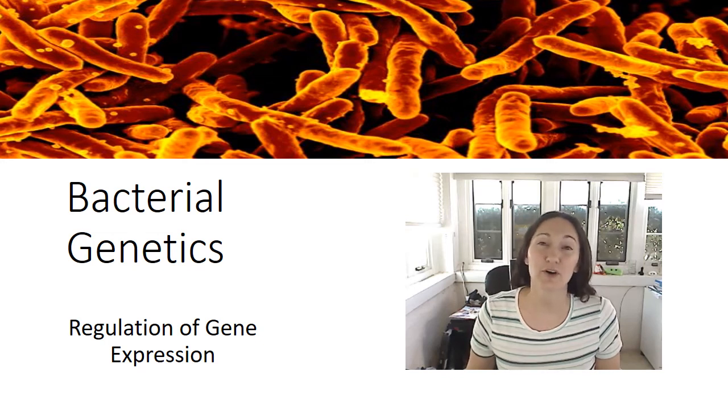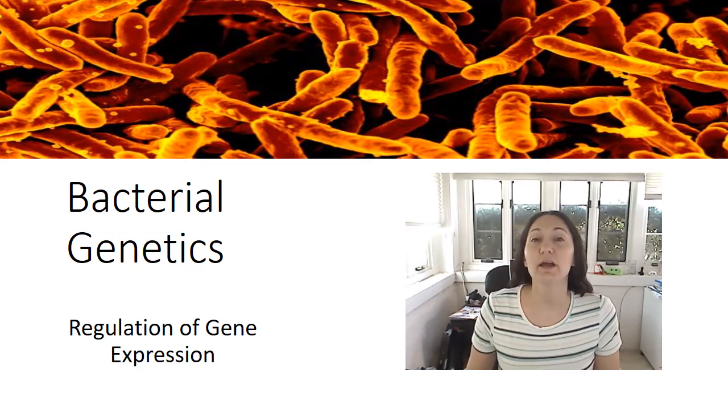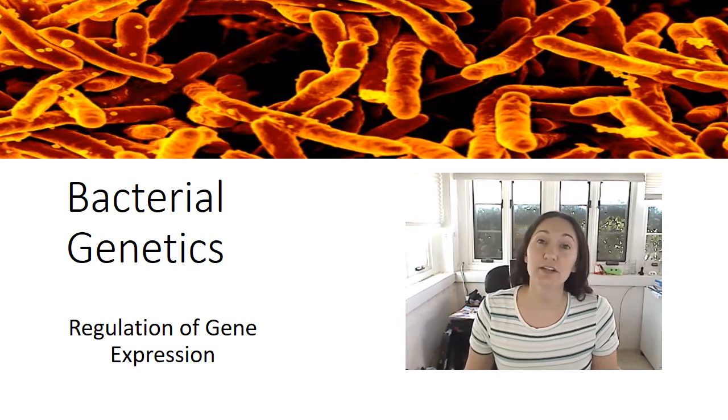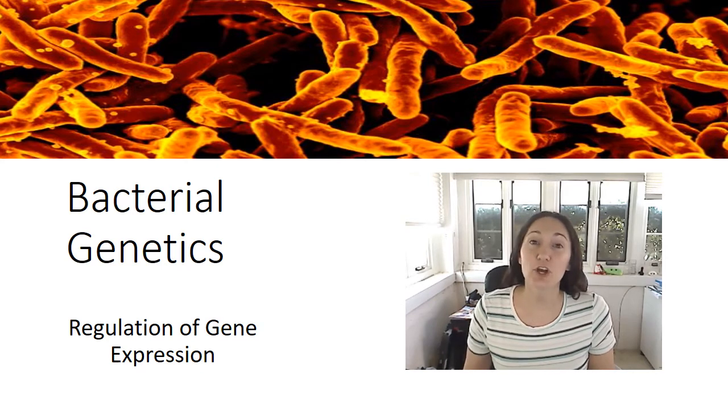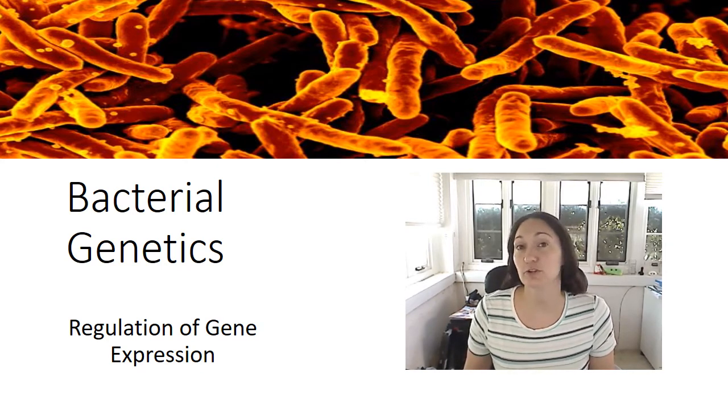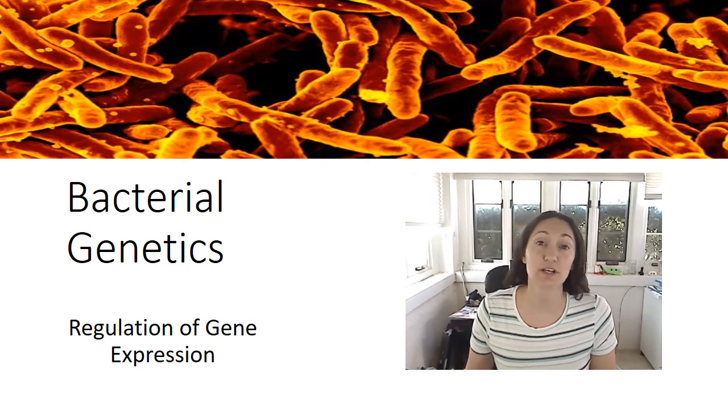Welcome to the fourth video in the Bacterial Genetics unit. In this video, we're going to talk about regulation of gene expression. Last video, we looked at how you make a functional product from a gene, so mainly gene expression through transcription and translation. In this video, we're going to talk about how you control that expression. So when do we make certain proteins and how much of those proteins are made? That control is based on the environment that the organisms are found in.